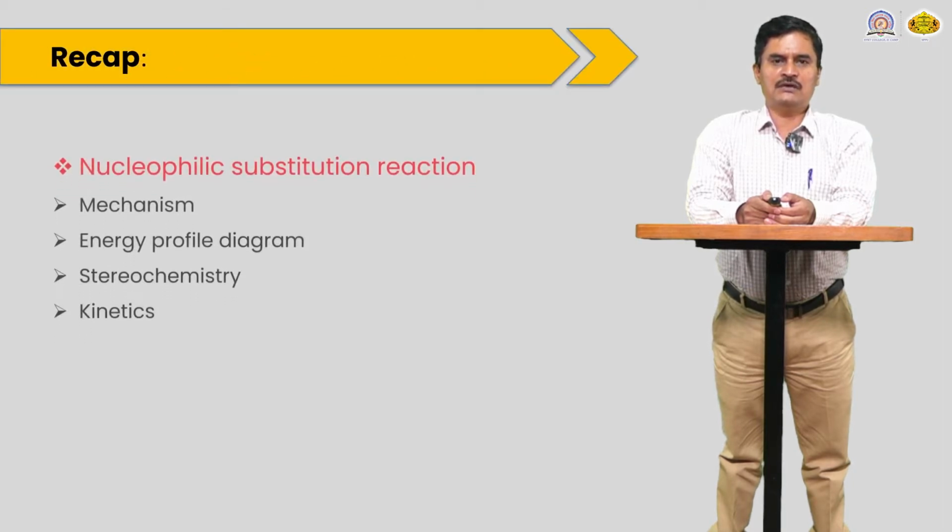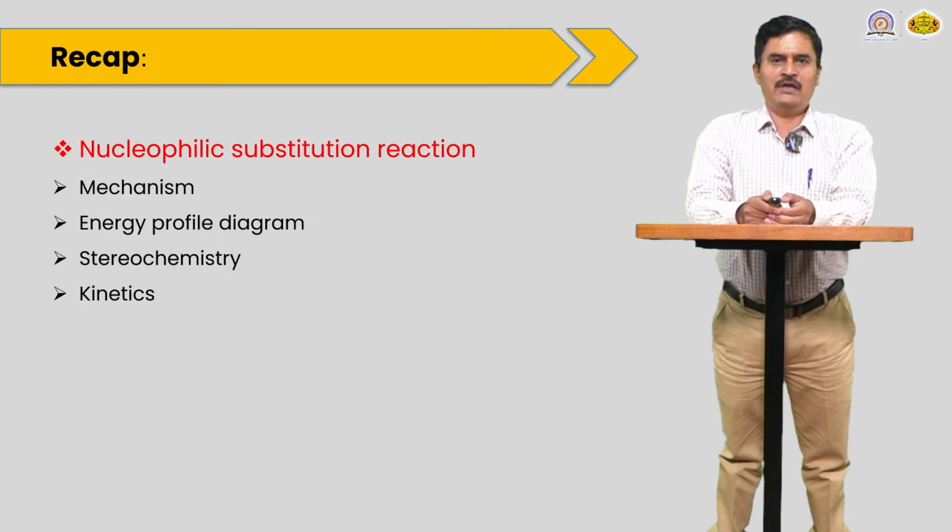So in the previous lecture, we discussed the aryl halides, reactions of the aryl halides, the SN1 reaction and the SN2 reaction, and their mechanisms. Nucleophilic substitution unimolecular and nucleophilic substitution bimolecular: mechanism, energy profile diagram, kinetics of the reaction and stereochemistry of the SN1 reaction, all these points were discussed in the previous lecture.